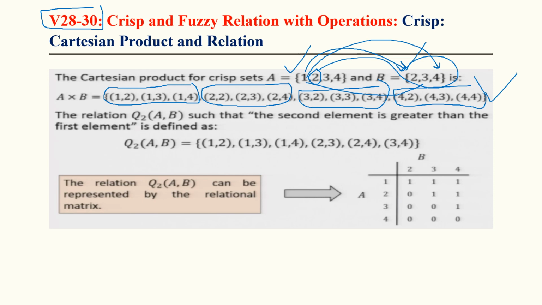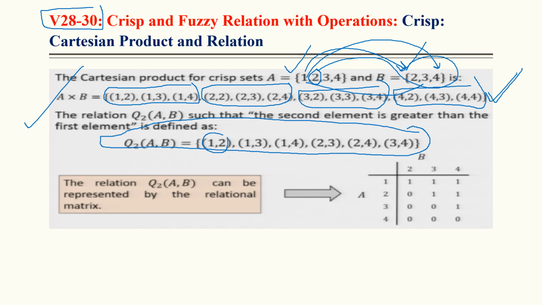Now if we want to find the relationship, some statement will be given. The relation R from A to B such that the second element is greater than the first element. In this particular Cartesian product, the second element is greater than the first. So these are the options available to us as per the given statement: 2 is greater than 1, 3 is greater than 1, because 2, 3 and 4 are the second elements.